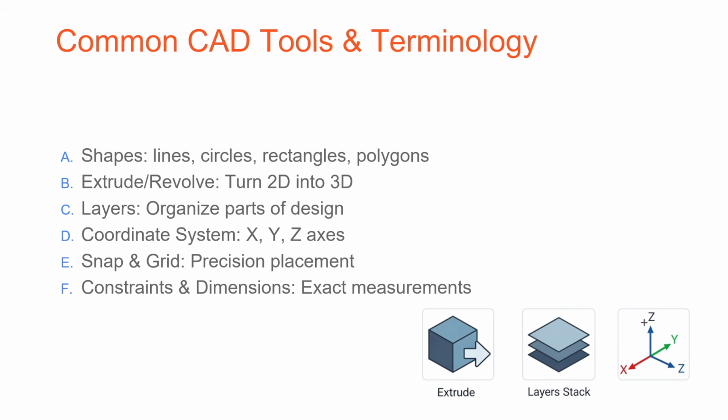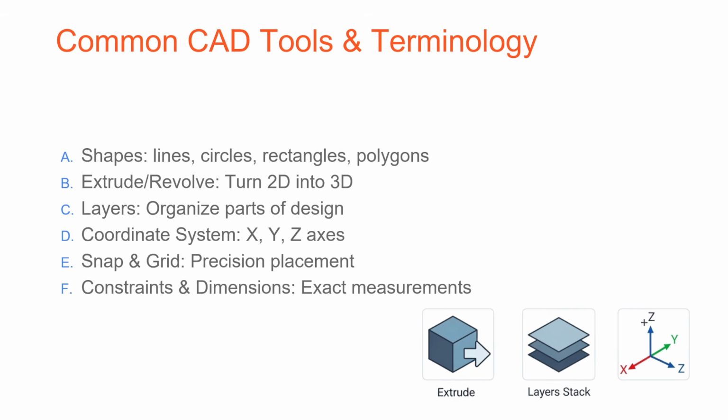So now let's discuss the common CAD tools and terminologies. Before using CAD software, it's important to understand some common tools and terms. First is shapes. These are the building blocks of any design: lines, circles, rectangles, and polygons. The next is extrude and revolve. These tools turn a 2D shape into a 3D object. It's nothing but adding material to the 2D shapes. For example, extruding a rectangle creates a box.